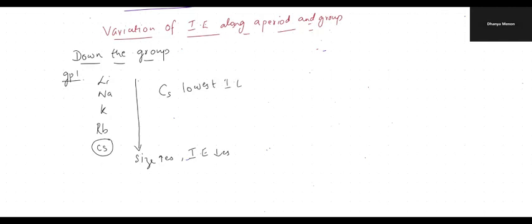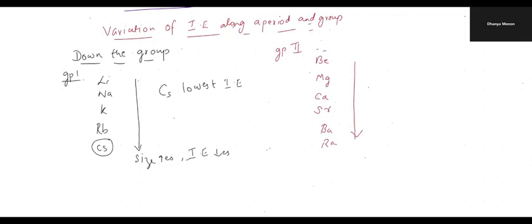Similarly, if I take an example of group 2 elements, I have beryllium, magnesium, calcium, strontium, barium, and radium. If you come down the group, similarly, the size increases and the ionization energy decreases. So this was down the group.